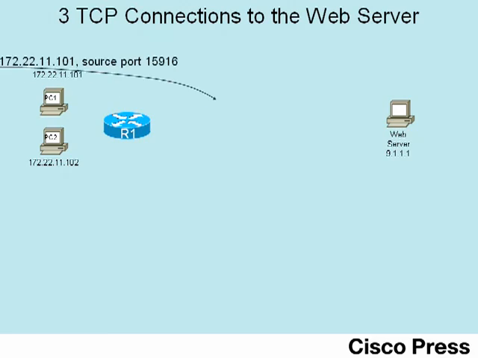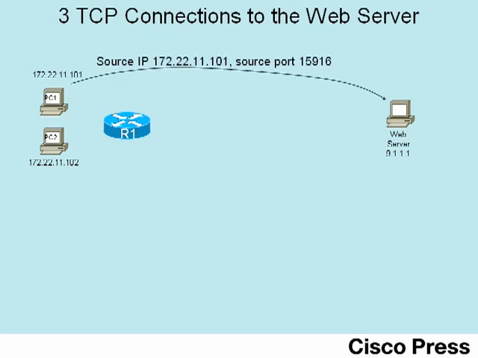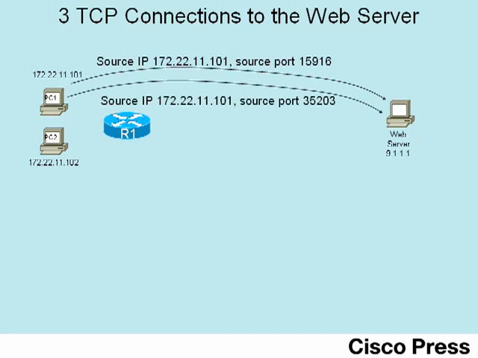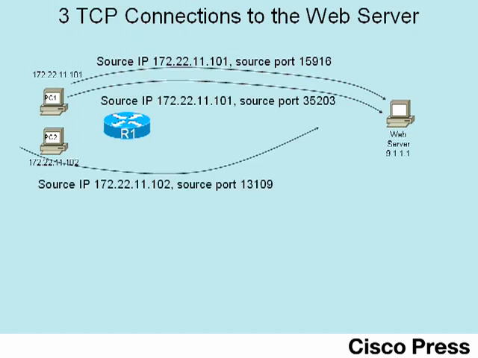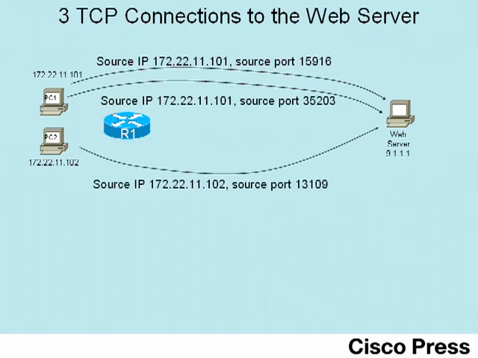In particular, I'm going to go to PC1 and create one TCP connection that happens to use source port 15,916, a second TCP connection from that same PC1 with a different port number, in this case 35,203, and then a third TCP connection, this one from a different PC, PC2, with a source port number of 13,109. Now that I've created these, we should be able to go back and look at router R1 and see 3 NAT table translation entries.